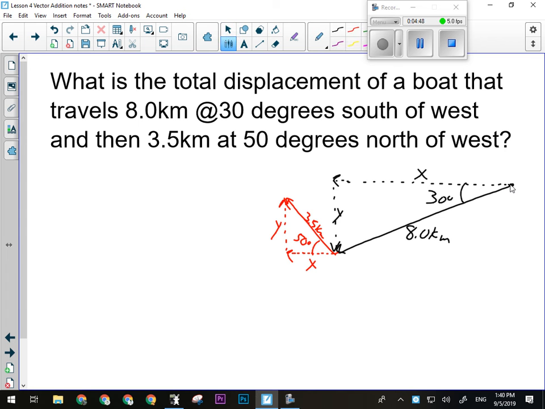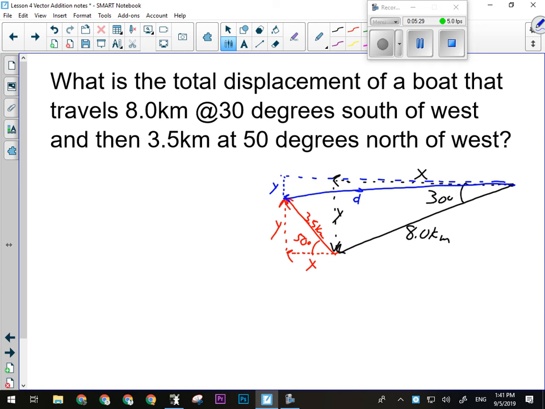Okay, where would I draw a line that would represent the total displacement of this boat? From the starting point to where 3.5 kilometers ends. Yeah, exactly. From the beginning of my black arrow, here, the starting point, to the end of my red arrow. Because I did the black line first, and then I did the red line. So this is going to represent my total displacement. I go somewhat south and a lot west. Everybody okay with that?